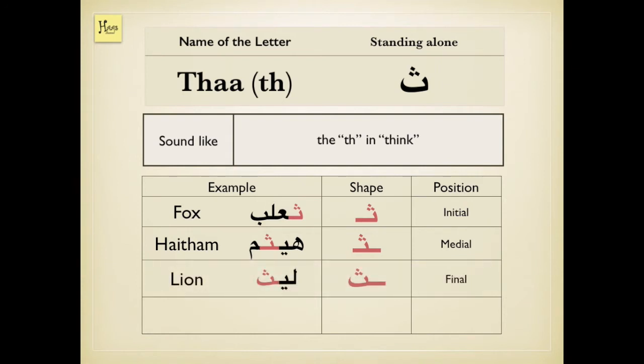The final position, as you see the shape, and the example here is Layth, which is lion. Just a small note that lion has different names in Arabic. In the letter Alif, we said Asad, and here we said Layth. So in Arabic, the lion has different names, and both mean the same, lion. The isolated position for Tha, as you see the shape, and the example here is Thalath, three.